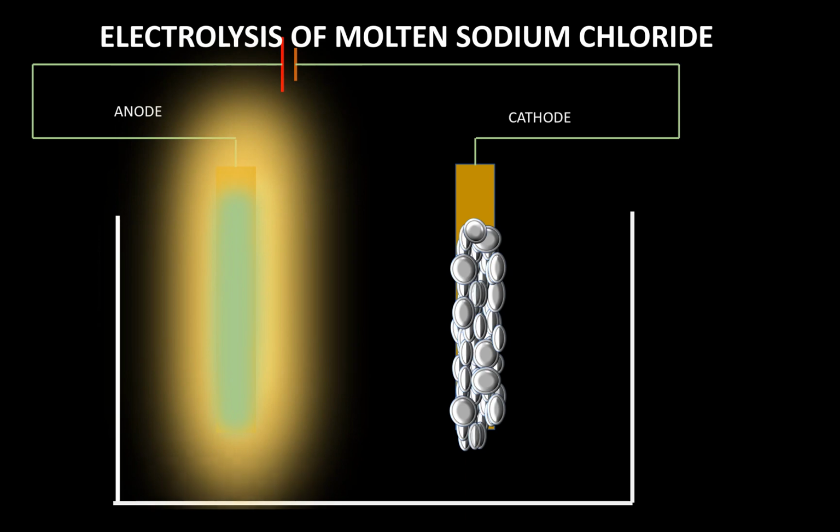Obviously, you need to conduct it in a fume cupboard because chlorine is a very poisonous gas. Now, what are the processes happening in the electrolytic cell that create these products? Let's try and understand the processes.